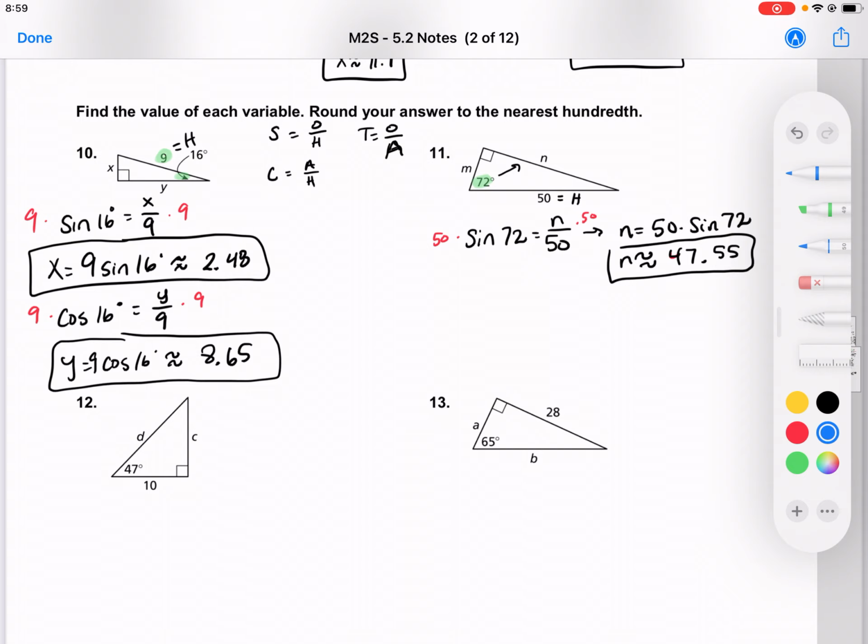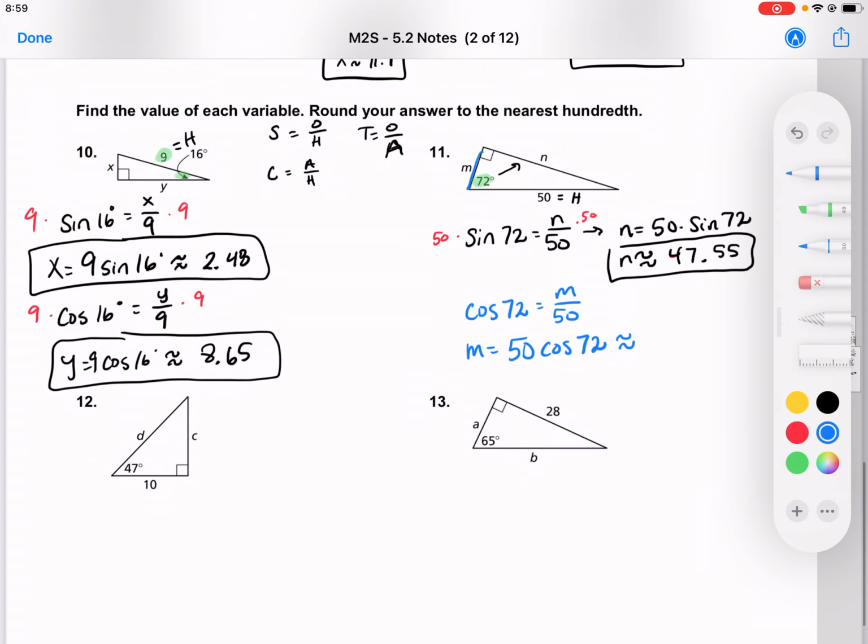Now, since they gave us the hypotenuse, I would use cosine. And this time you're just going to do m, our adjacent side, over the hypotenuse. So you'd get the same thing. So m is equal to 50, but now it's cosine 72 because you multiply both sides. And then you type that in. And you get 15.45 for m.